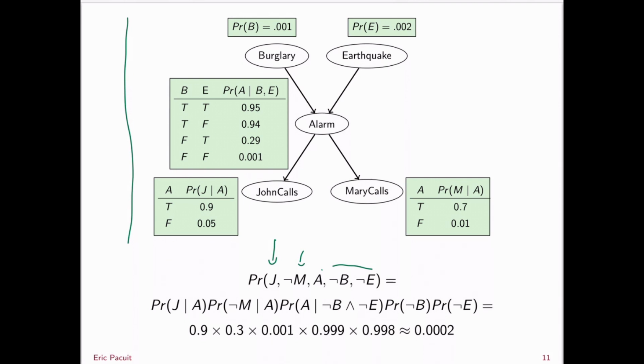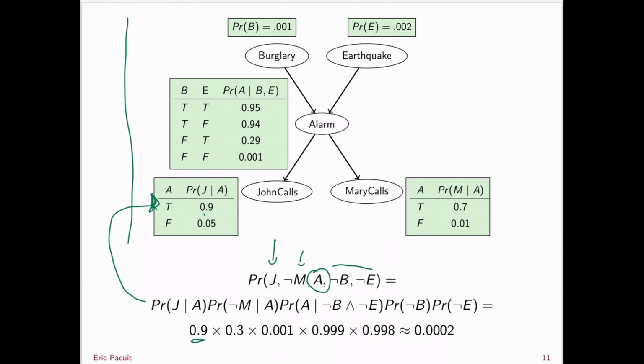So the first bit of information is what's the probability of J? Well, we know that J depends only on A, so we can read off the probability of J given A directly from this table. So that's going to be 0.9. The probability that John calls, given that the alarm is going off, because we're assuming A is true. So the probability of J given A is 0.9.